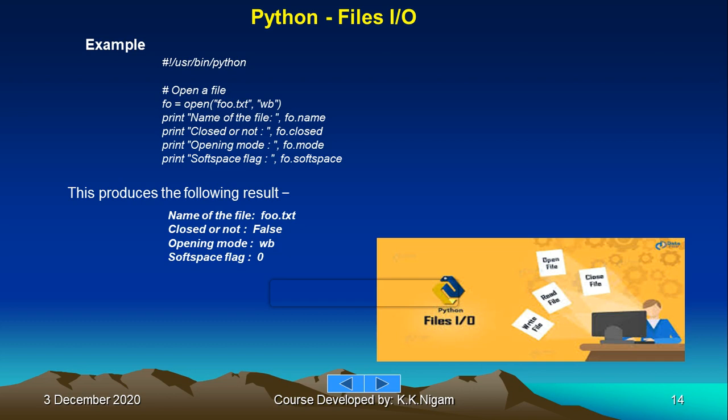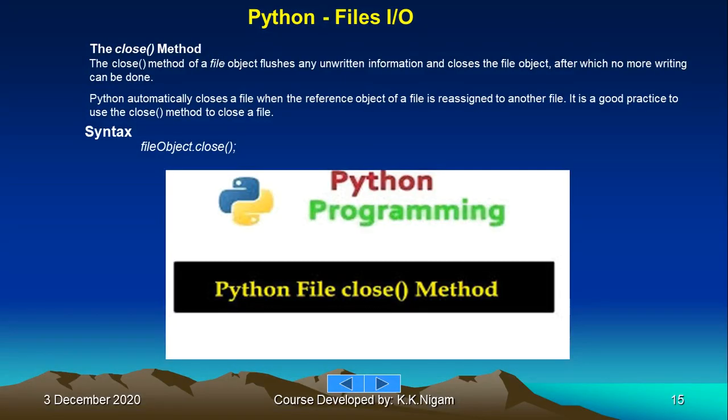This produces the following results: name of the file is foo.txt, closed or not is false, opening mode is equal to wb, softspace flag is 0. The close method of the file object flushes any unwritten information and closes the file object, after which no more writing can be done.